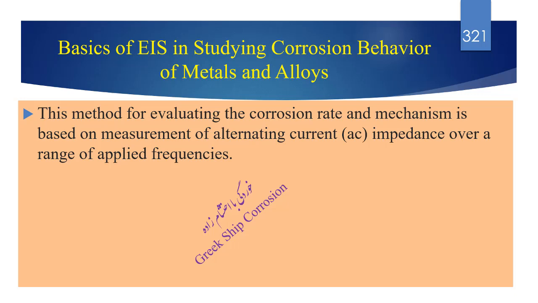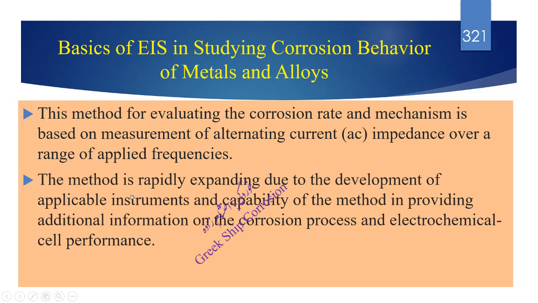This method for evaluating corrosion rate and mechanism is based on measurement of alternating current impedance over a range of applied frequencies. The method is rapidly expanding due to the development of applicable instruments and capability of the method in providing additional information on the corrosion process and electrochemical cell performance.